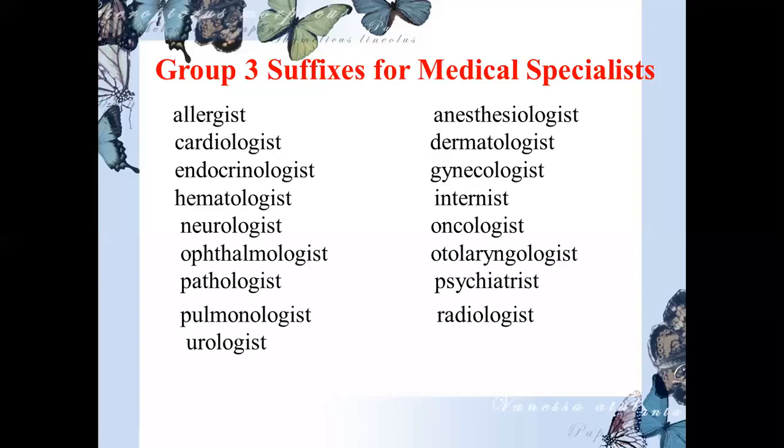And the next one is a pulmonologist. Pulmono is a combining form, meaning lung. So it means a specialist in treating lung diseases. Next one is a radiologist. It means a technician in performing X-ray examination. And the last one is a urologist. It means a specialist in treating diseases of the urinary system.